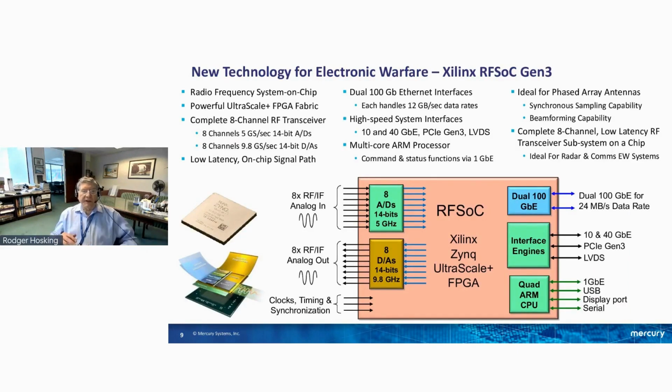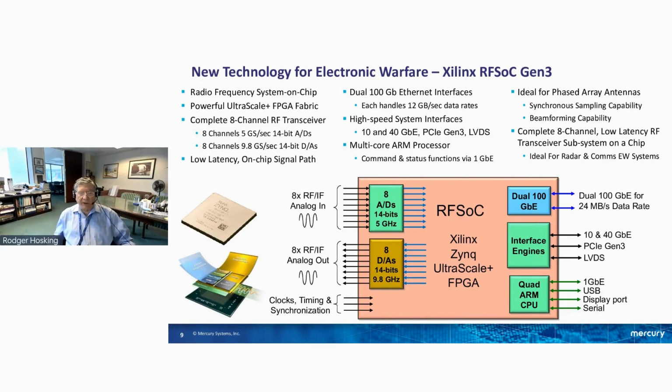There's some nice new technologies that are out there. The one that's really interesting, we found extreme interest in, is the RF SOC. There's a new generation 3, and this shows you the basic building blocks that are part of that chip and why it's so important. 8 channels of high-speed RF input and output with data converters running from 5 gigasamples per second for the A to Ds and 9.8 gigasamples per second for the D to As.